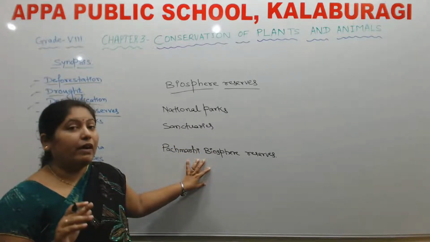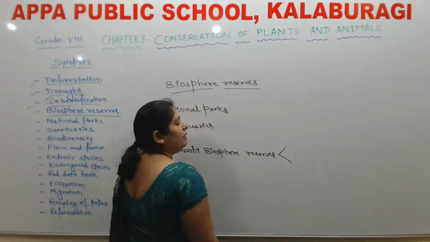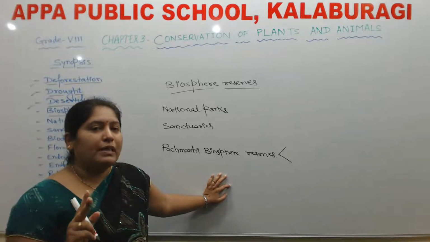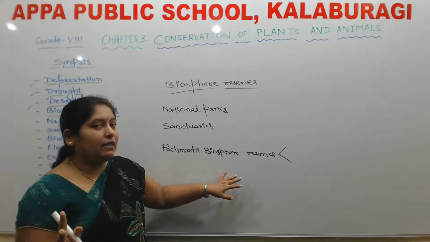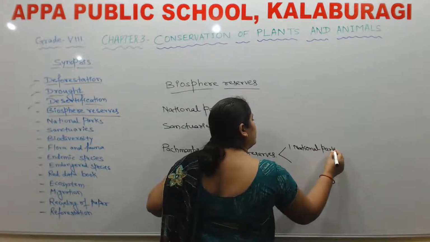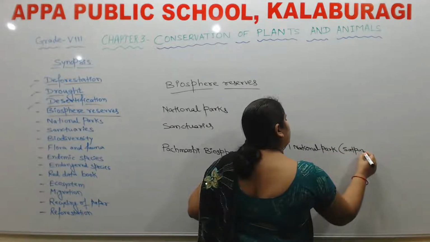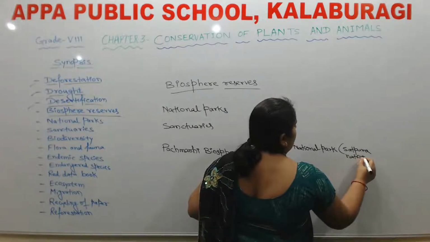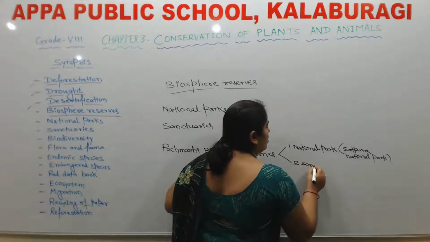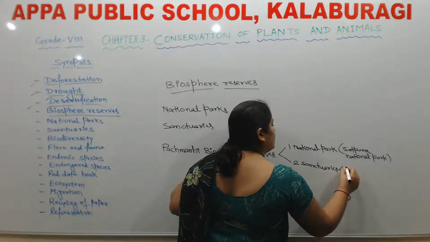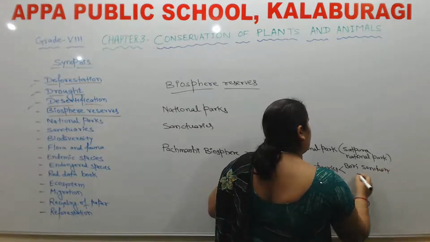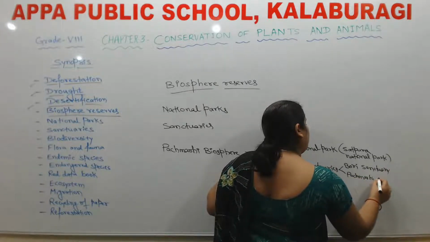Right. So this Pachmari Biosphere Reserve consists of one national park called Satpura National Park, right? And it consists of two sanctuaries, called Bori Sanctuary and Pachmari Sanctuary.